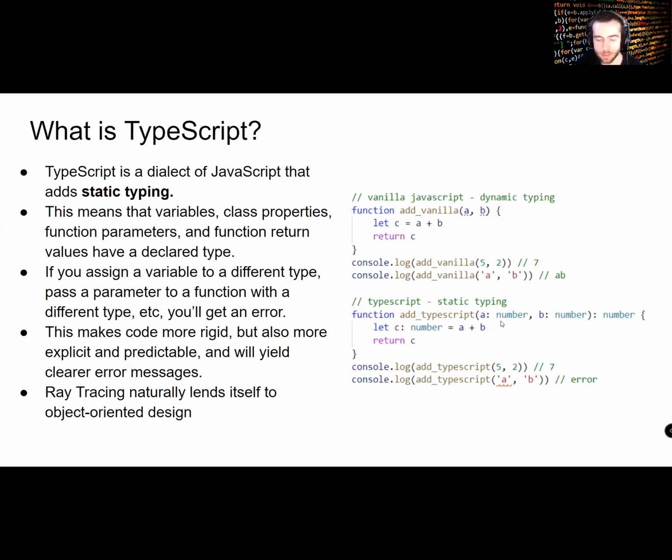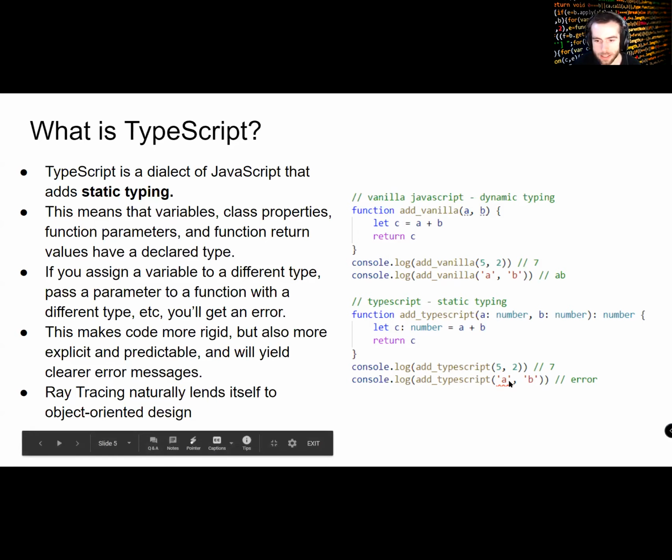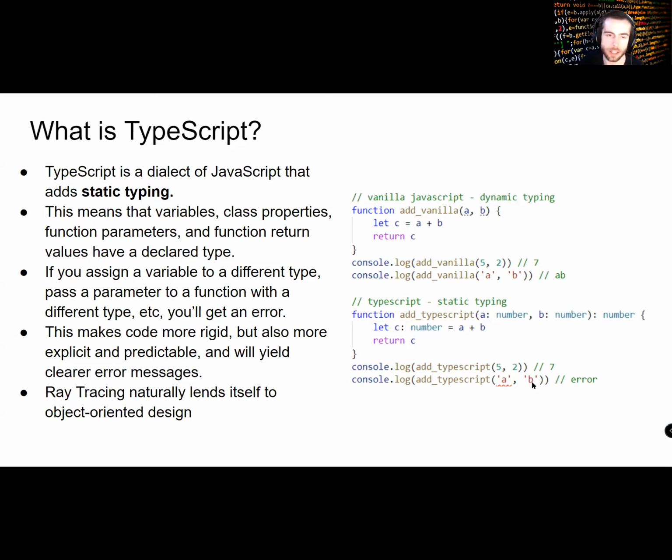So in the TypeScript version, we actually declare the types of the parameters and the type of the return. So we say this function add is going to take two parameters a and b. They're both numbers, and we're also going to return a number. And then here we declare a variable c, and we also say this variable c is a number, and we sum those two. So when we call this and try to pass it two strings, it'll actually give us an error. So that's good.